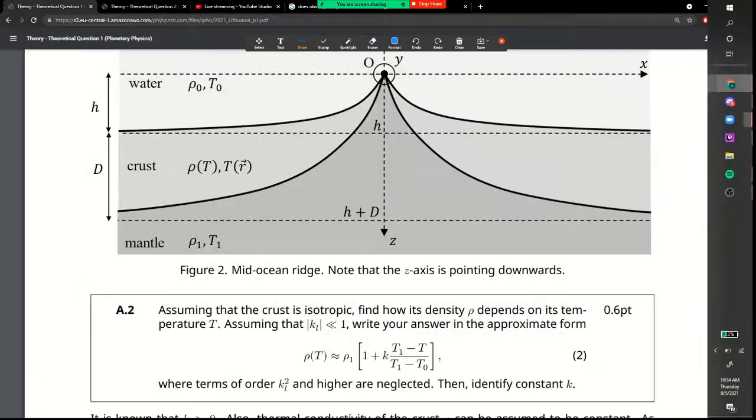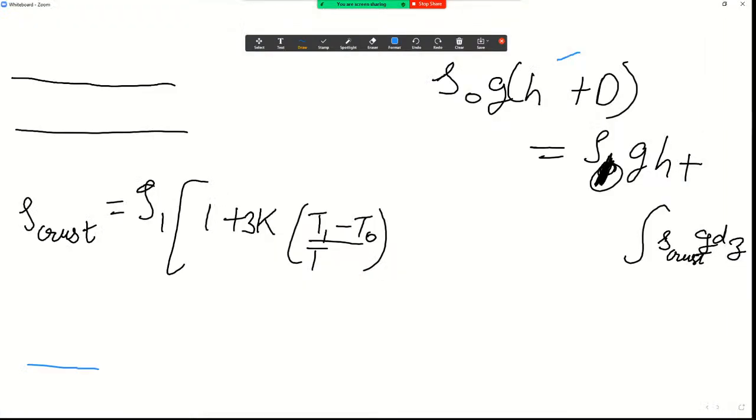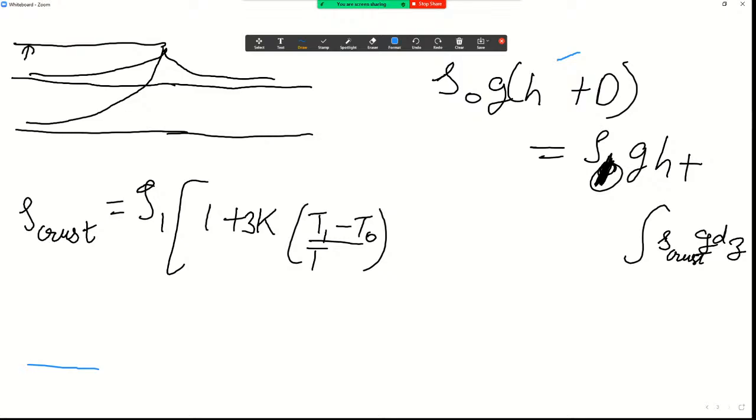Why? Let me take a rough diagram. Here this is water, and it looks like this. So at infinity we have this H with rho water only, and here is rho crust, and here is metal. So here rho naught g h only will happen.